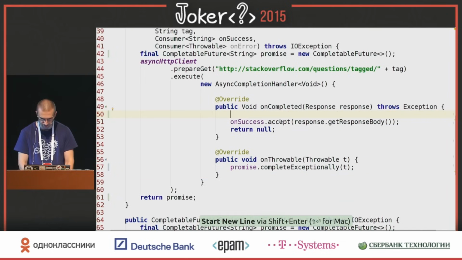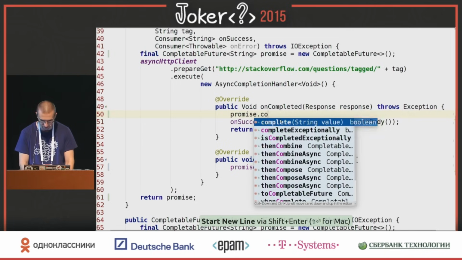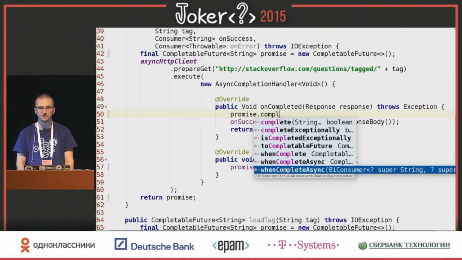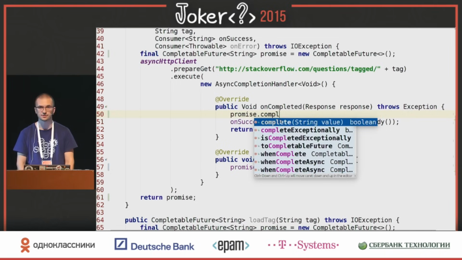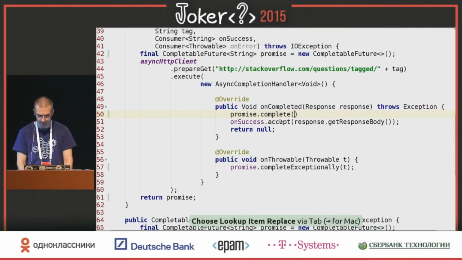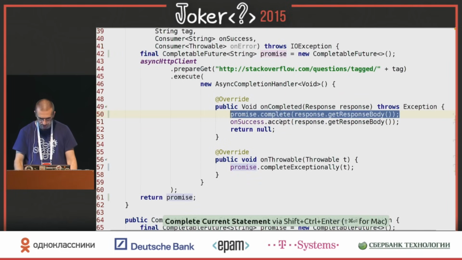Here we have one completed, so you didn't learn that method yet. It's called complete, not completeExceptionally, but just complete. And this is a way of fulfilling or resolving a future from an arbitrary thread at any point in time. So we just created a future. This is going to be whatever it was, response.getResponseBody.